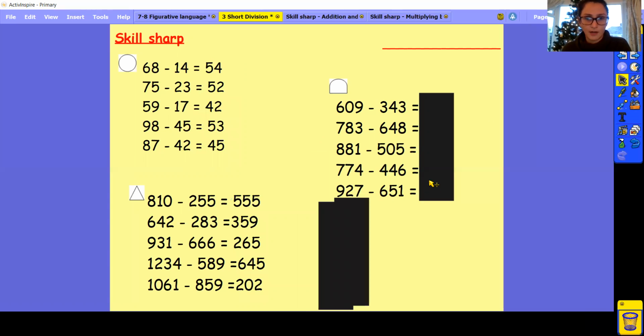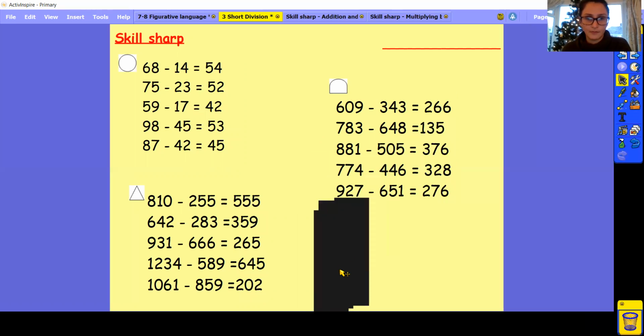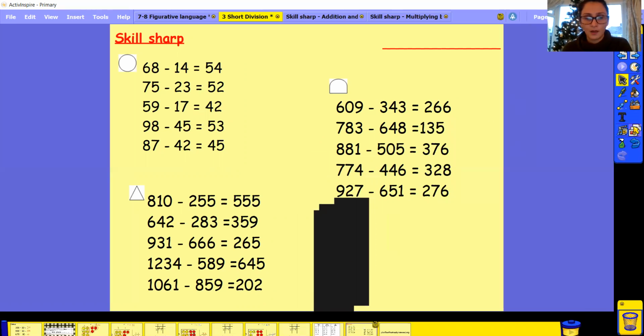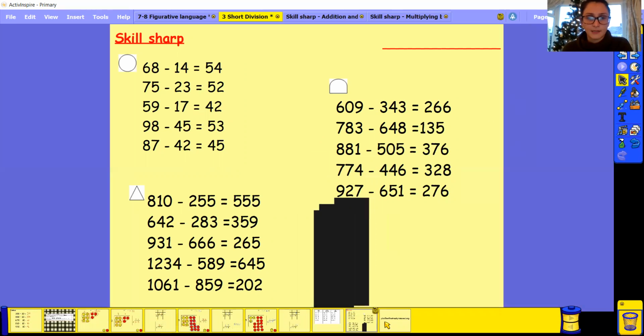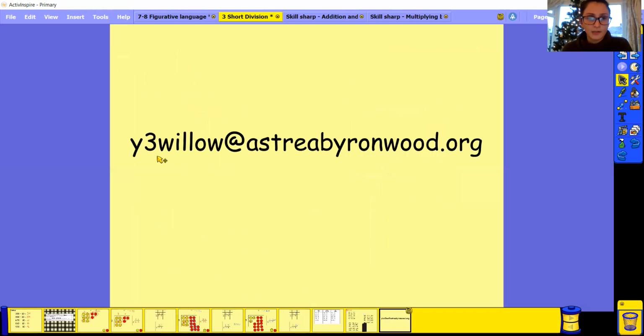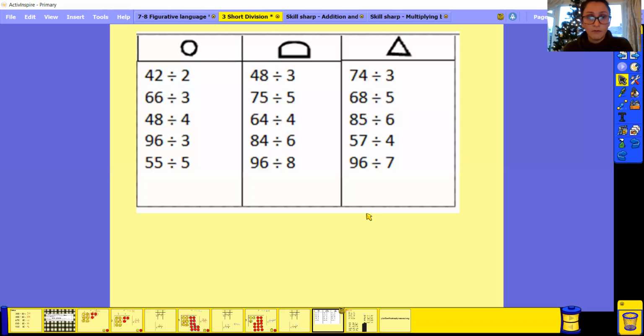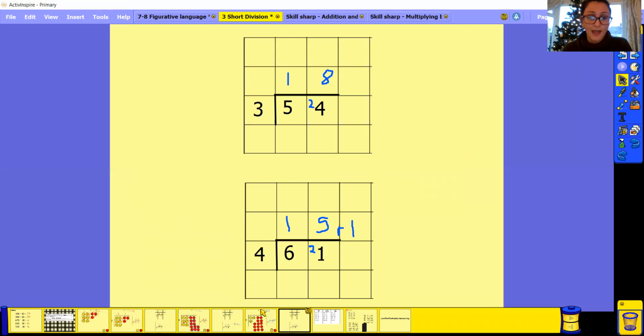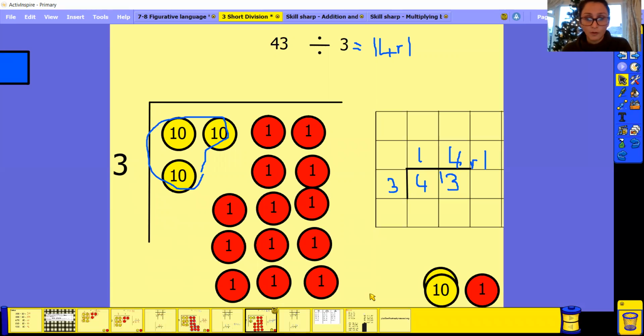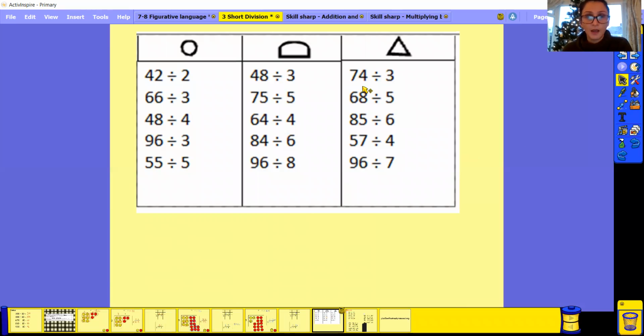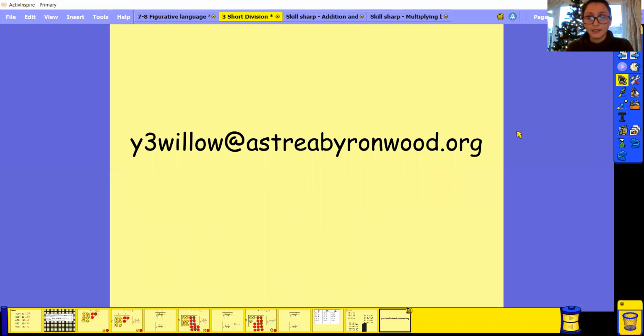So well done if you managed to get these right. There you go. Okay, so remember to send any work to me at this email address, which is y3australiabyronwood.org. Have a go at this, okay? Use these methods if you need to. If you have to, use your tens and ones if you need to, okay? Would love you to send any work to me. So remember to send it to me.